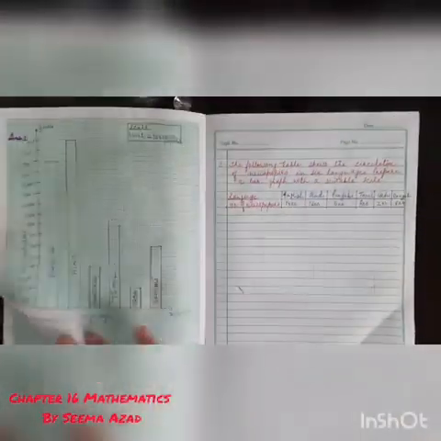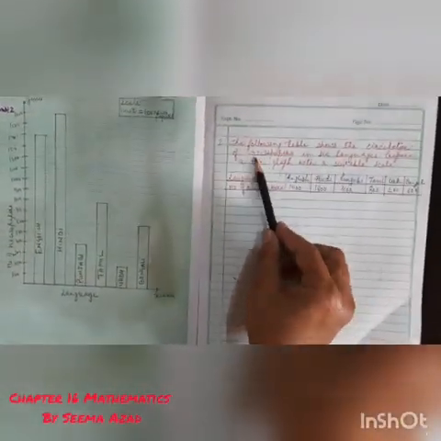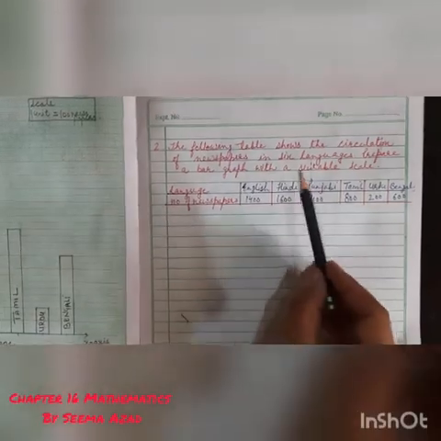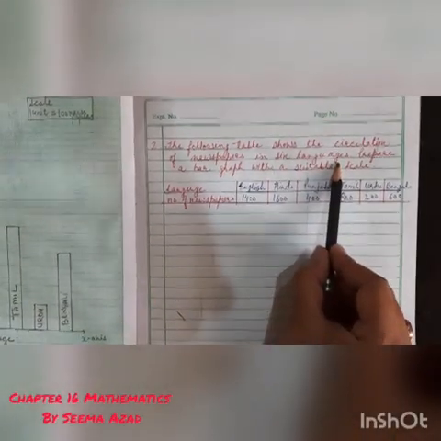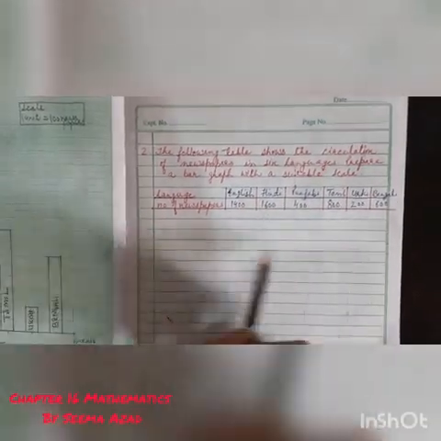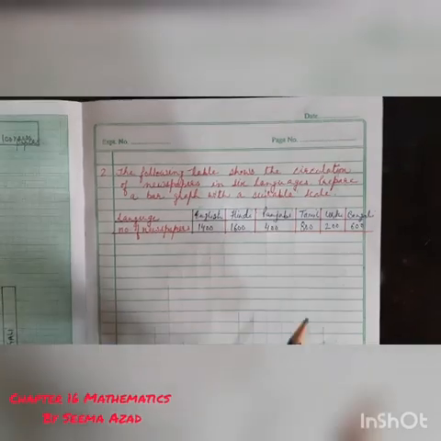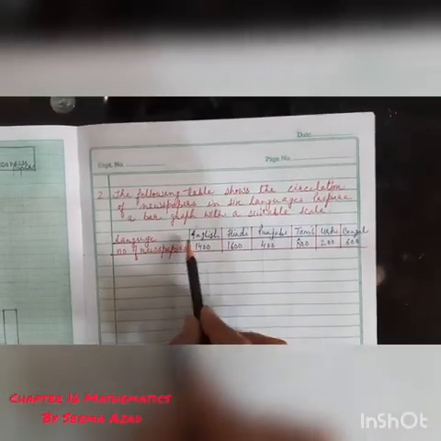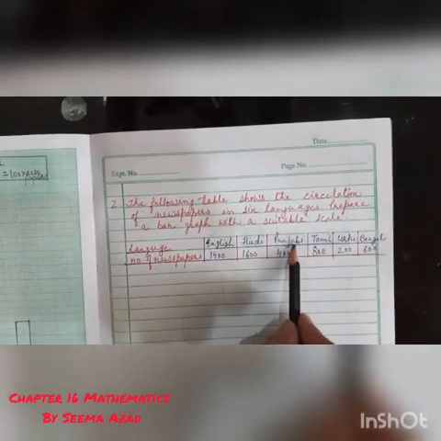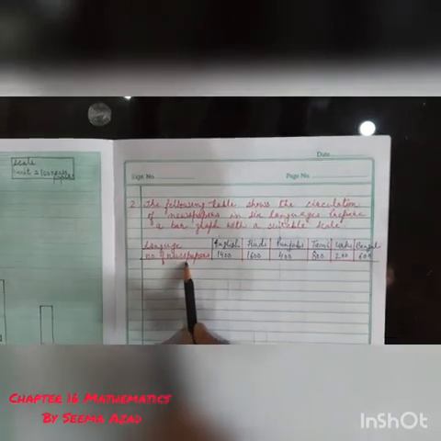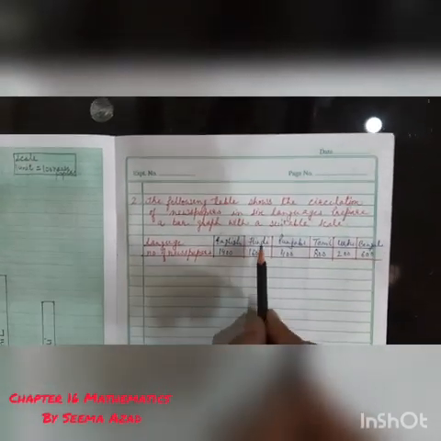Now let's take question number 2. The following table shows the circulation of newspapers in 6 languages. Prepare a bar graph with a suitable scale. Here the scale is not given, so you have to take the scale. Look here. The languages are English, Hindi, Punjabi, Tamil, Urdu and Bengali. And the number of newspaper subscribers is 1400 for English.